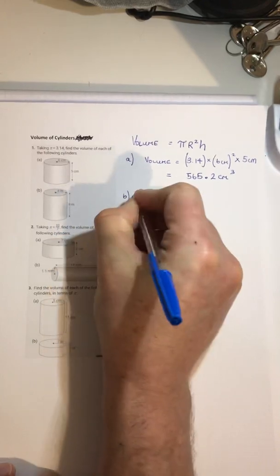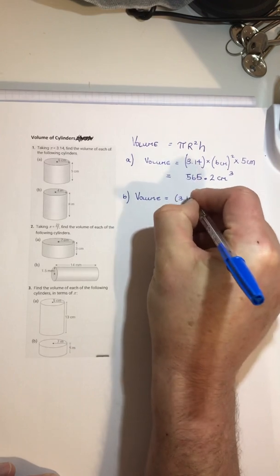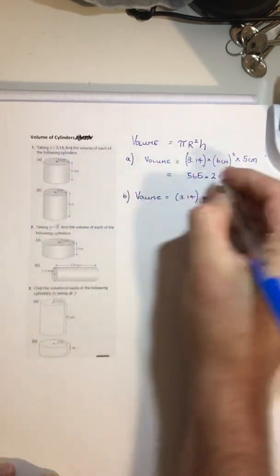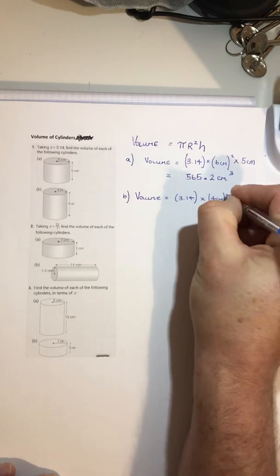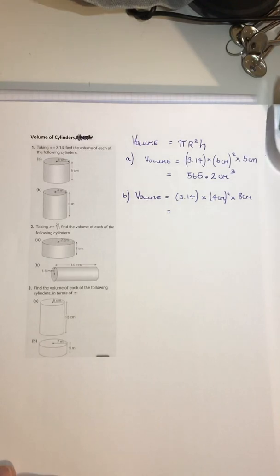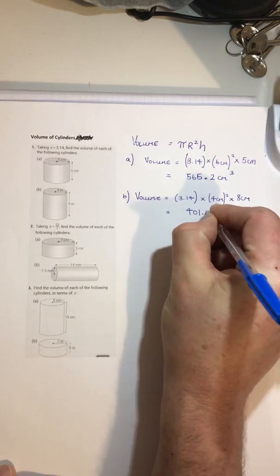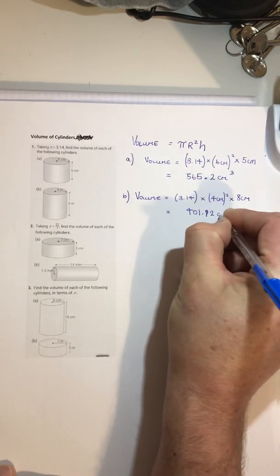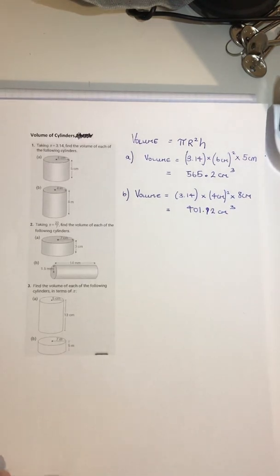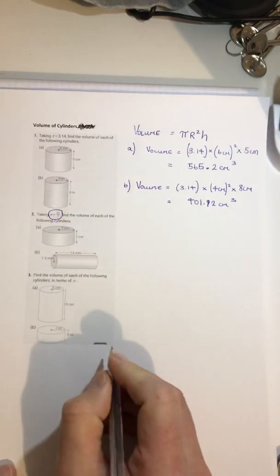For part B, volume will be equal to 3.14 again, multiplied by, the radius is 4, so 4 centimeters squared, and the height is 8 centimeters. So again on your calculator, 3.14 multiplied by 4 squared multiplied by 8 is equal to 401.92 centimeters cubed. Okay.